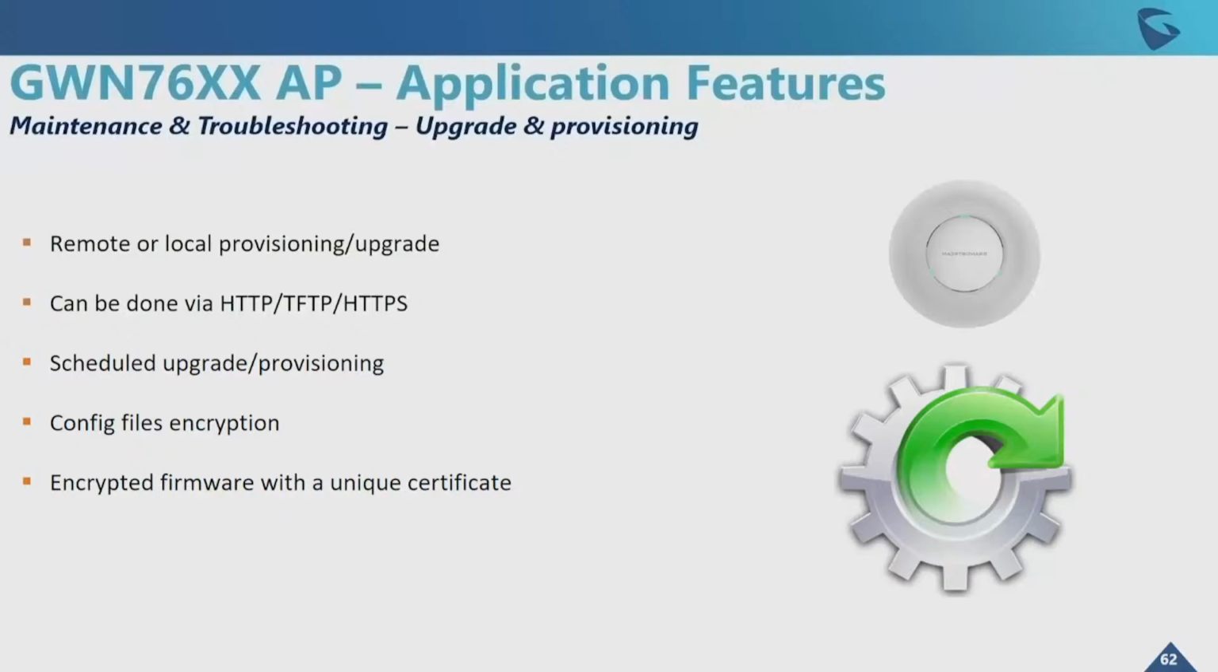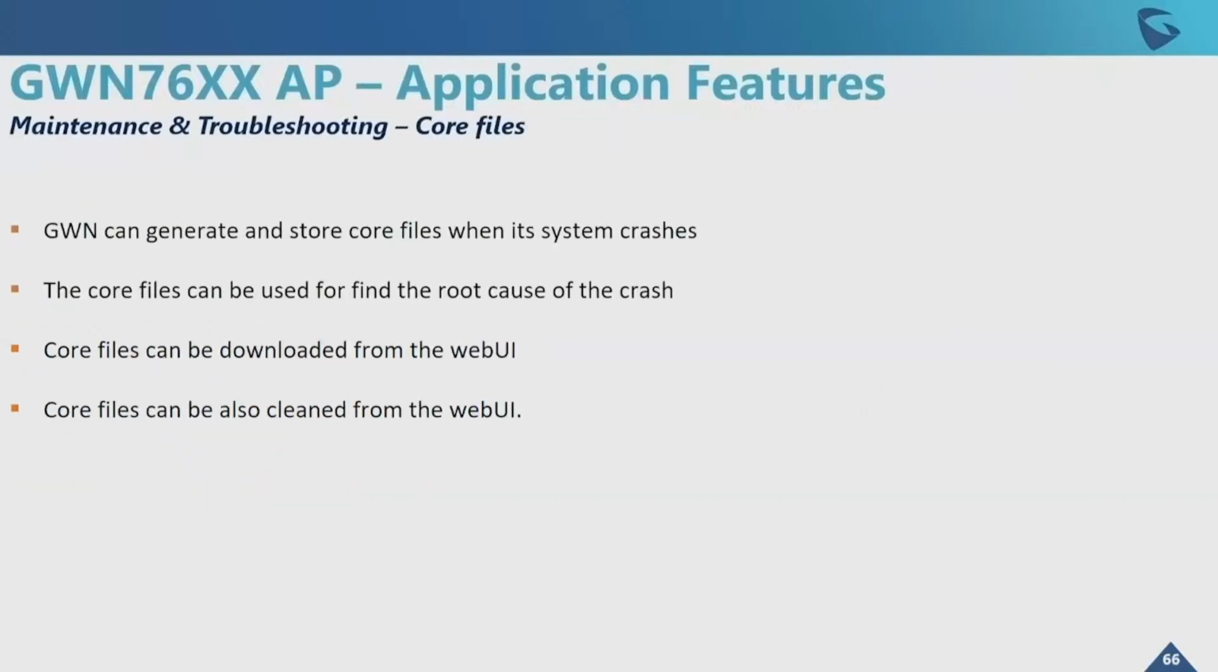And lastly, we have the core files. Whenever the system crashes, the GWN series will store its core files in its file system. The core files are not decodable by just the normal human eye. We'll have to get this over to our developers to decode and make sense of anything. So in the event that the system does crash, you can log back into the web UI once you reboot the device, download the core files and send it over to us, and we'll figure out what's going on.